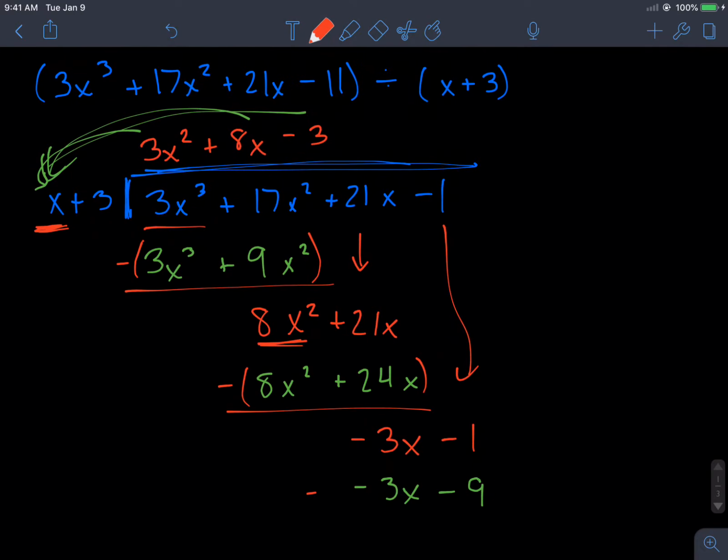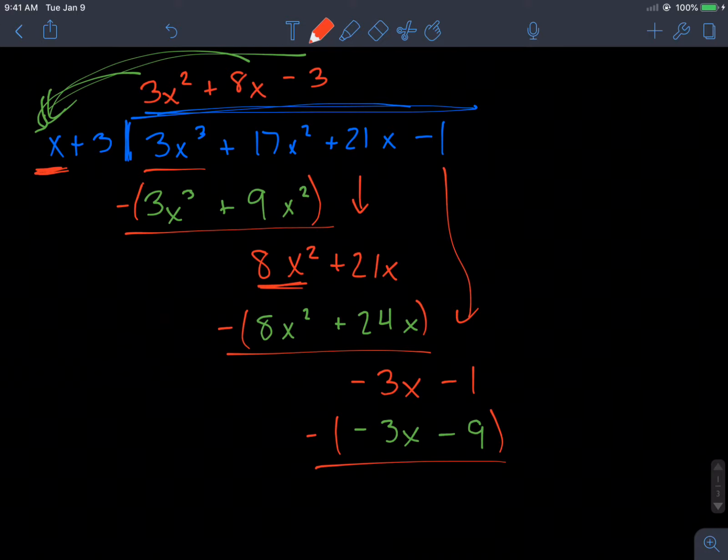Again, we have to subtract that whole thing. And just make sure that when you do the subtraction, you're subtracting both pieces inside. Okay, that you don't add straight down. So negative 3x minus a negative 3x, that's going to give us 0. And negative 1 minus a negative 9, so that's negative 1 plus 9, right?